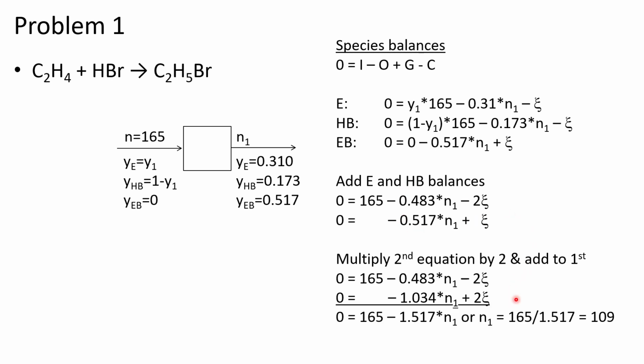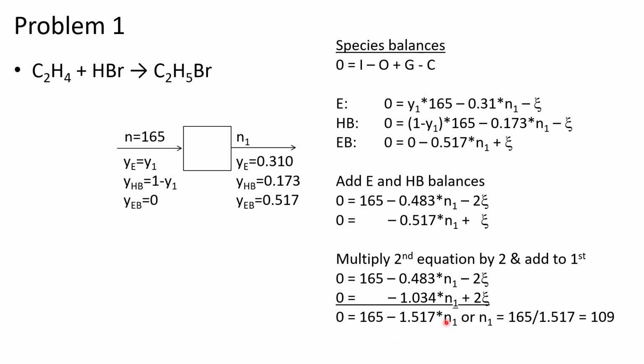Let's do that. The second equation has been multiplied by 2 here. We have plus 2 times xi. And we multiply this term by 2. We end up with minus 1.034 times N1. Adding these two equations together, a minus 2 xi cancels with a plus 2 xi. We add these two terms together, we end up with a minus 1.517 times N1, and that is subtracted from 165. That whole term is set equal to 0.